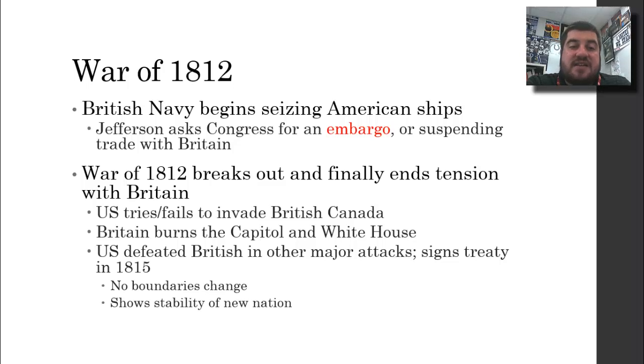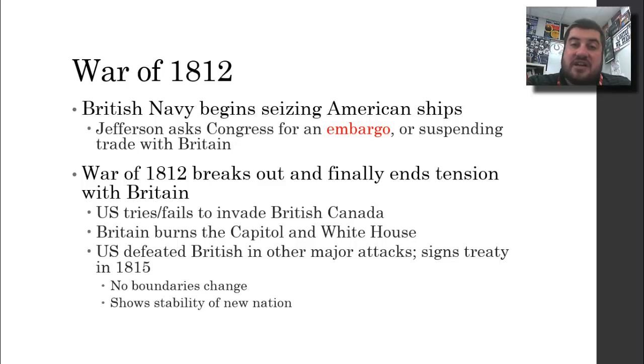And at this point, they still are seizing American ships, and we can't let them push us around if we're an independent country. So the War of 1812 breaks out, which we're celebrating the 200th anniversary of recently, and finally ends tensions with Britain. And some major events are Britain burns the Capitol building in Washington and the White House.